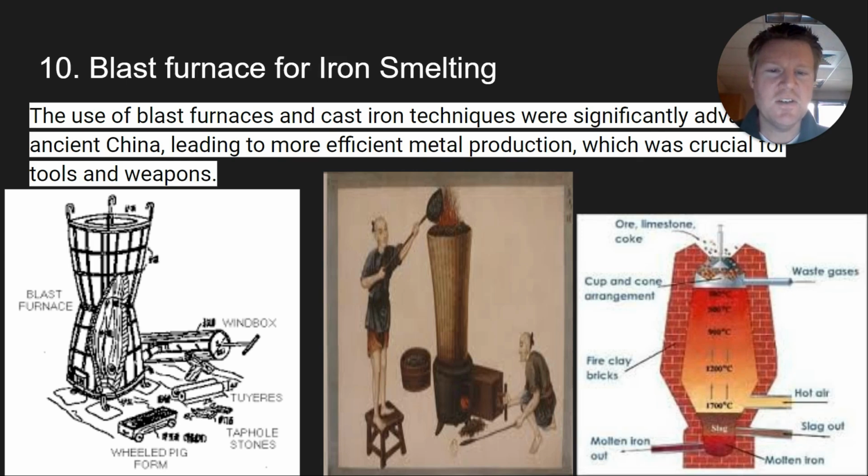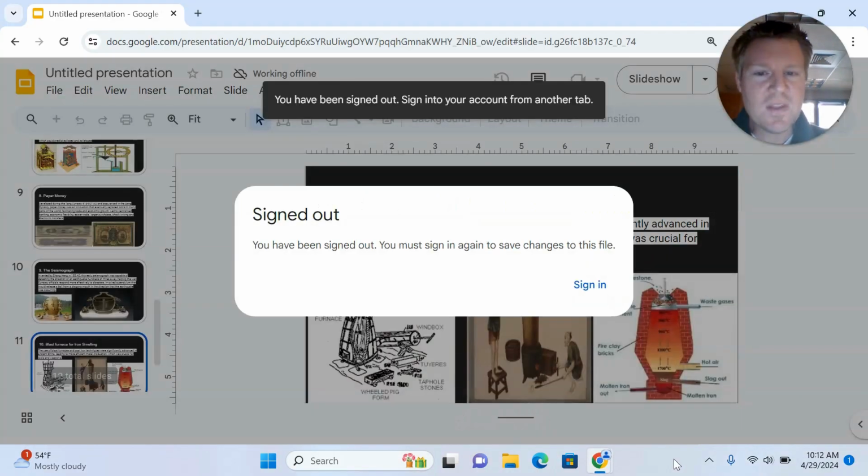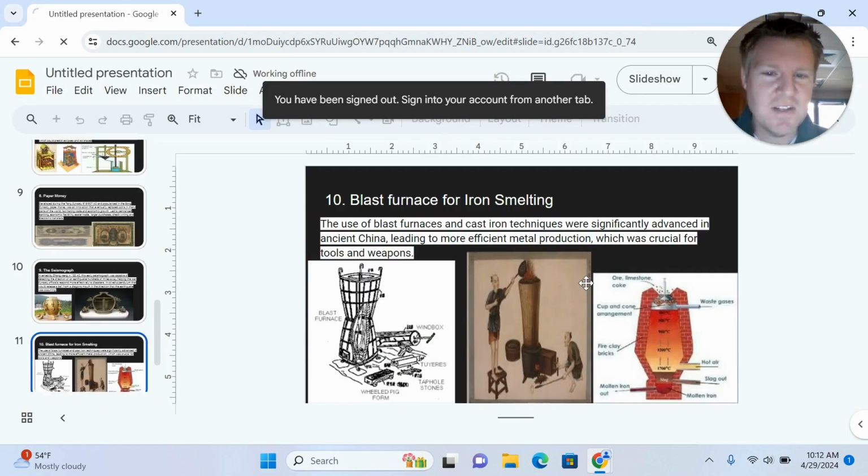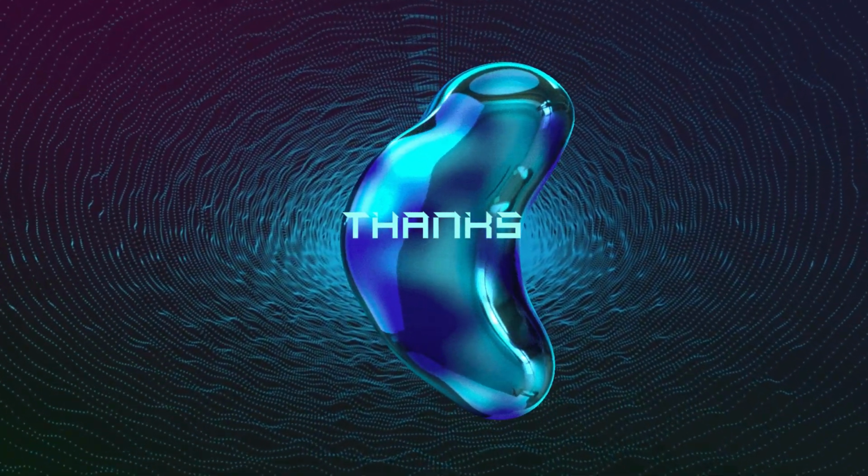So as a country and as a civilization, if you're able to produce mass amounts of iron, it's going to save you a lot of time in your farming and also help you in battle when it comes to swords and armor. So number 10, blast furnace for smelting. So there you guys have it for our competencies. When we talk about what are the major inventions of ancient China, you're going to be required to know at least 3 of these. So I hope this is helpful, and I hope you guys enjoy learning about the ancient Chinese inventions.